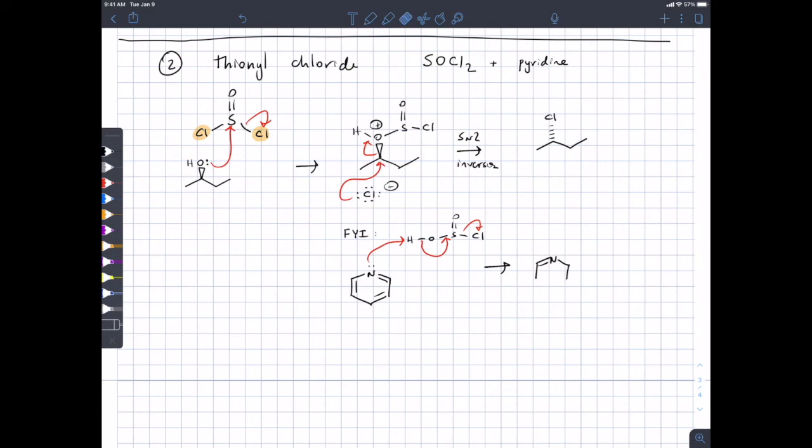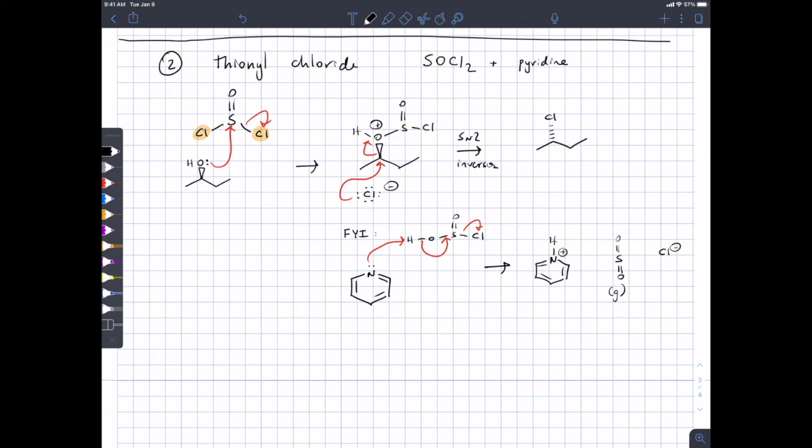Again, you don't have to worry about this. I'm just showing it for the curious among you. And this maybe provides the thermodynamic sink for the reaction because you just made SO2, which is a gas and can bubble off, and the reaction is now irreversible.